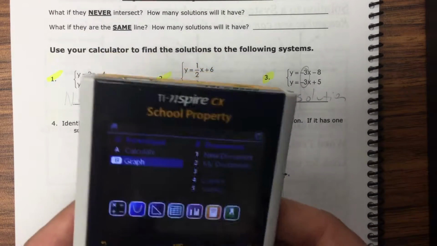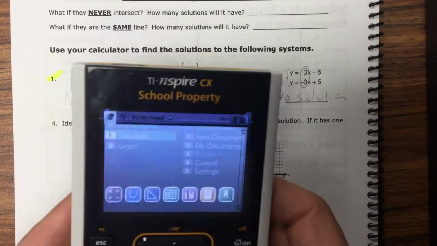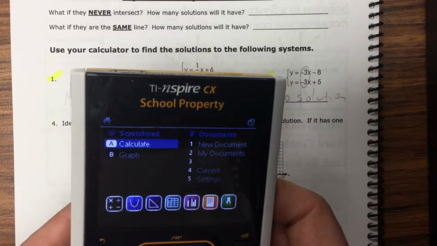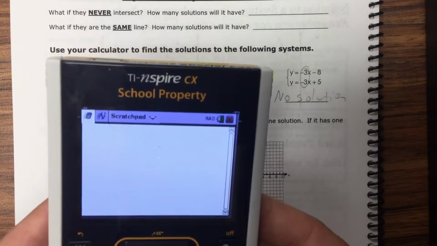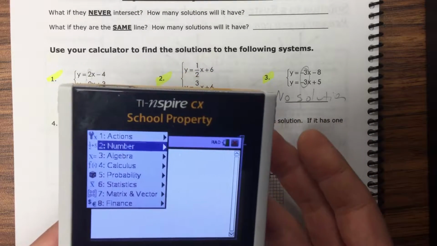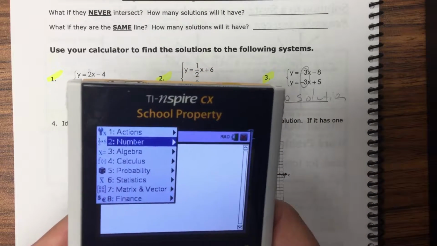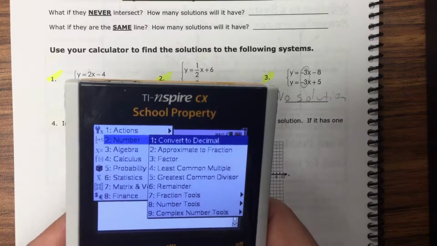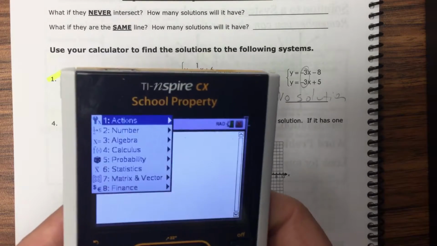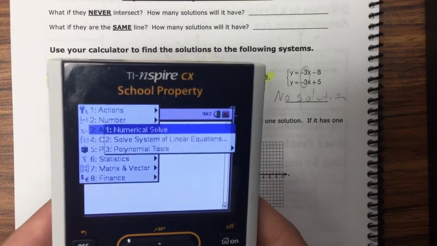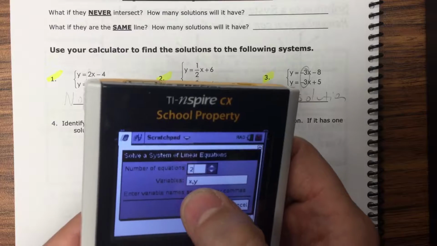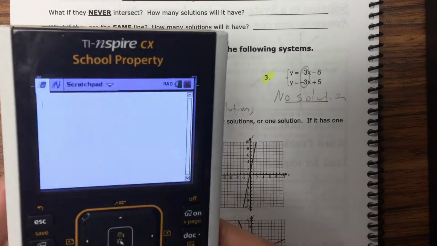I'm going to show you another way. This is a way that we learned in the school year. Let's say that we need to do the two equations and we just want to find the solution without graphing, okay? And you can use whichever way you want to. Okay, we're going to go to Menu 3 for Algebra, Solve System of Linear Equations. We have two equations. We have x and y in our equations.